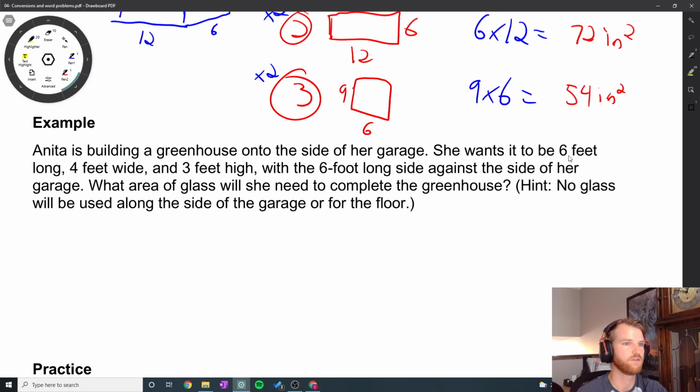She wants it to be 6 feet long, 4 feet wide, and 3 feet high, with the 6-foot side against the side of her house. Or sorry, against the side of her garage. Okay, so when we draw this, you need to be careful.